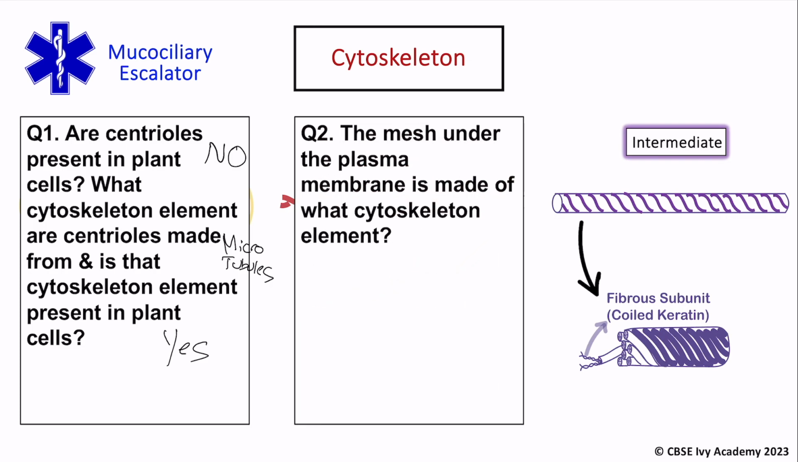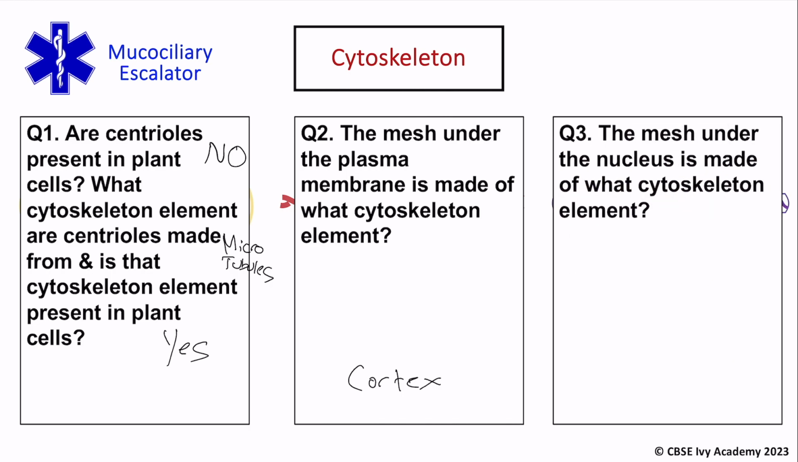The mesh under the plasma membrane is made up of what cytoskeleton element? And the answer is microfilaments. It's the cortex. And lastly, the mesh under the nucleus is made from what cytoskeleton element? That's called the nuclear lamina, and that's made from intermediate filaments. So microfilaments for the cortex under the plasma membrane, and then intermediate filaments for the lamina under the nuclear envelope.